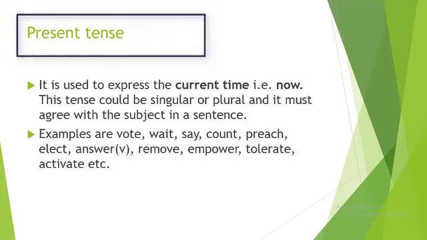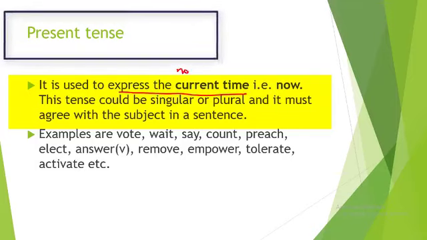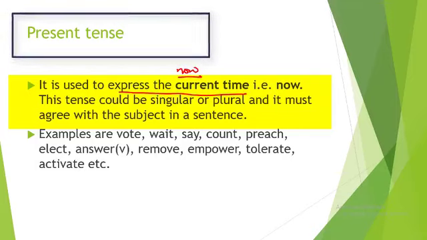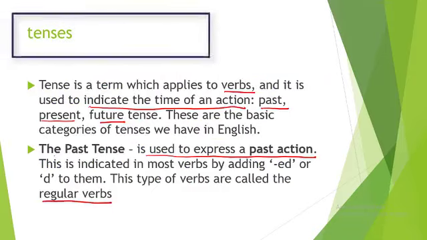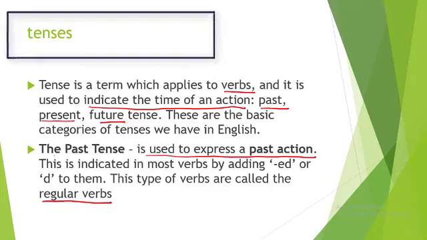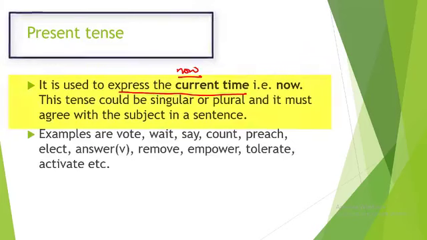Now, what is a present tense? Present tense, I told you, is used to express the current time. That is, the action took place now. So now is for present tense, while then is for past tense. So please take note, for past tense it is then, but for present tense it is now. That is, the action is taking place now.